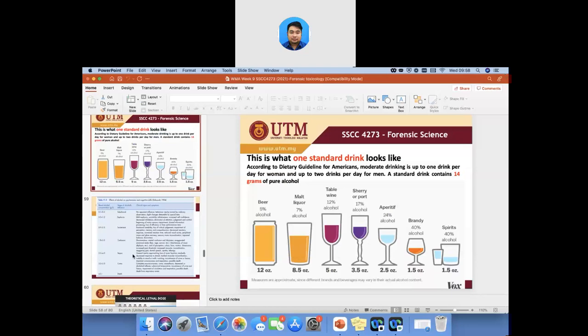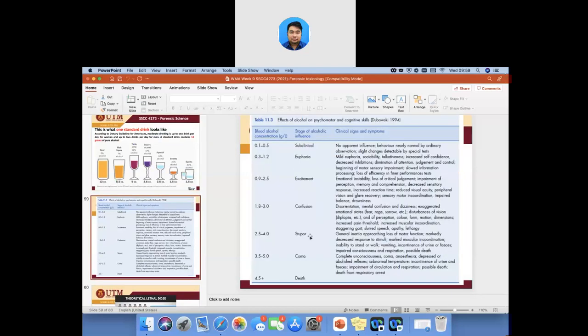This is the effects of alcohol on psychomotor and cognitive skills. For example, if the blood alcohol concentration is about 4.5 plus, it will cause death. This is alcohol intoxication. Usually if it is 1.8 to 3.0, it will cause confusion, disorientation, mental confusion, and dizziness. You can have a look at this to get some idea of the clinical signs and symptoms when alcohol concentration increases.